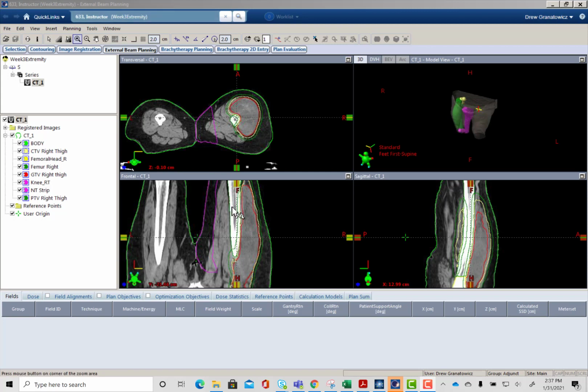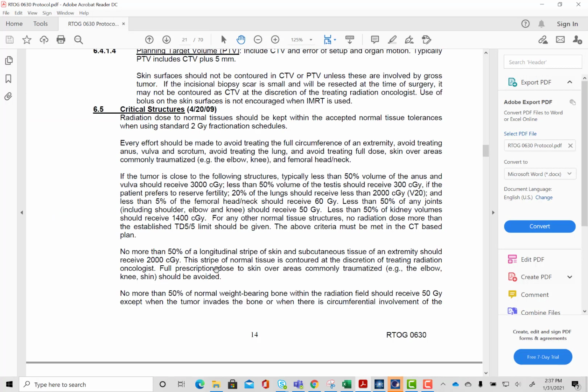But before doing any sort of plan, 3D or IMRT or VMAT, it's a good idea to understand a little bit about what you're trying to do, what the final product is that you want. So I'm going to include this week a popular protocol for doing extremities, RTOG 0630. If you've never seen a protocol or done any protocol planning, which you probably have not yet, look through this whole protocol. This is how most of them are structured.